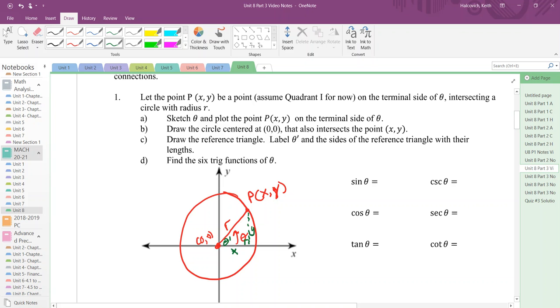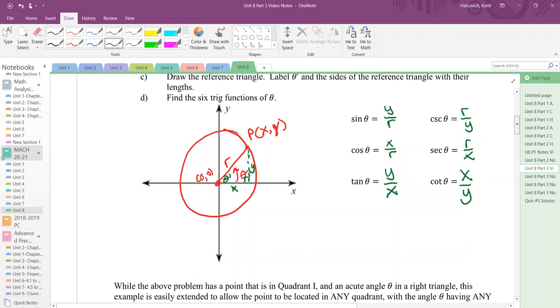To find the sine, you would go opposite over hypotenuse, so y over r. The cosecant would be the reciprocal. The cosine would be x over r, and the secant would be the reciprocal. And tangent would be y over x, and cotangent would be the reciprocal. So those are the 6 trigonometric functions of theta for the first quadrant.